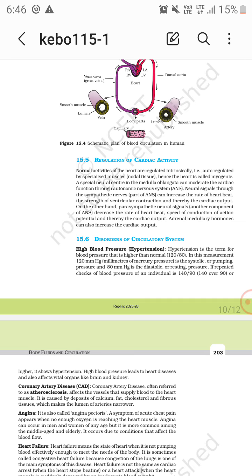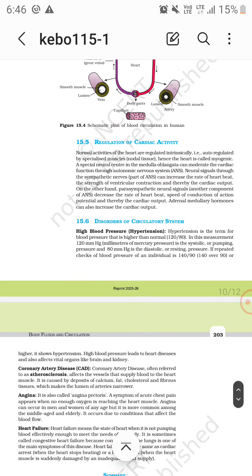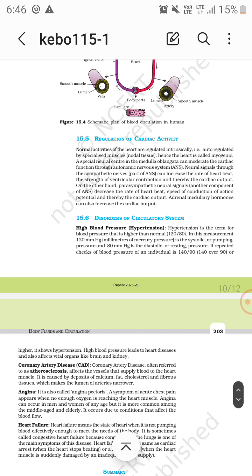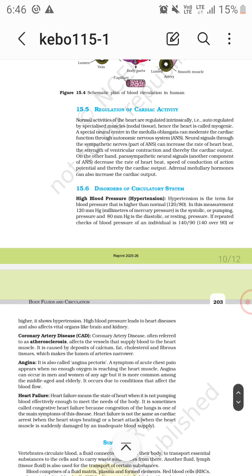Now neural signals from this ANS, that is sympathetic nerves, increase the heart rate, so the ventricular contraction, so the cardiac output, and parasympathetic decreases it. Okay, now adrenal medullary hormones can also increase the cardiac output.